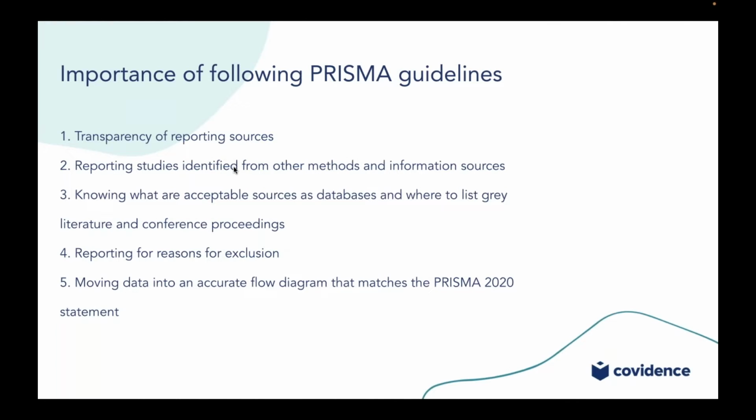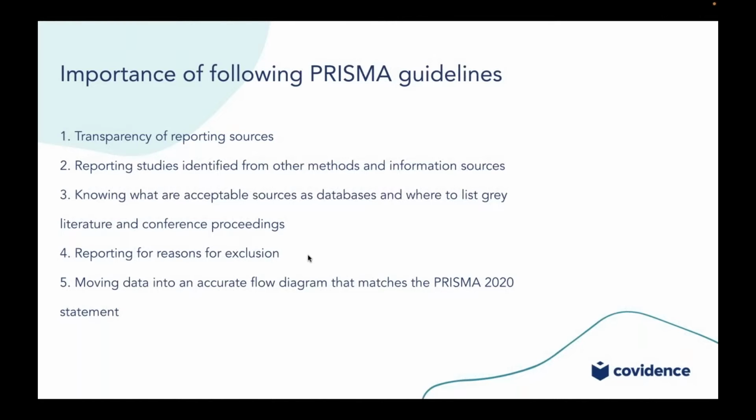Second, identifying records and studies from other methods and information sources, such as citation searching, websites, gray literature, etc., is one of the trickiest components of a systematic review to report, but also essential. So when records are all centrally tracked, regardless of source, it is easier to produce this data. Third, also making the decisions about what are acceptable sources of databases and where to list grey literature and conference proceedings is important.